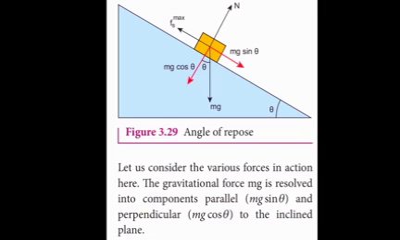Now the block will be moving on an inclined plane towards the ground. Here the gravitational force mg is resolved into two components. One is mg sin theta and another is mg cos theta. Here mg sin theta is parallel to the incline and mg cos theta is perpendicular to it. Now, using the angle between mg cos theta and mg, we are going to find the angle of repose.